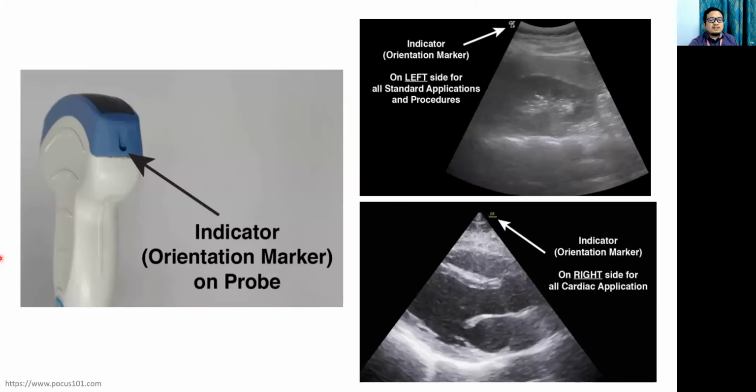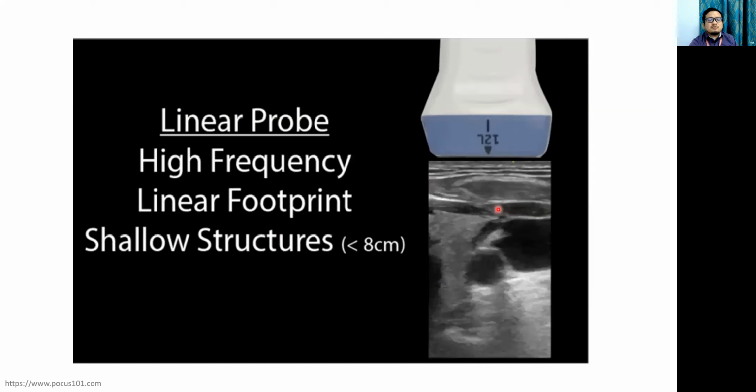The first thing is to know the indicator on the probe, the orientation marker here. It usually correlates with the indicator on the ultrasound machine, like this on the left side for all standard applications and procedures, and it will be inverted on the right side for cardiac application. You can see the marker here, usually the brand of the ultrasound. Okay, so the first one is the linear probe.